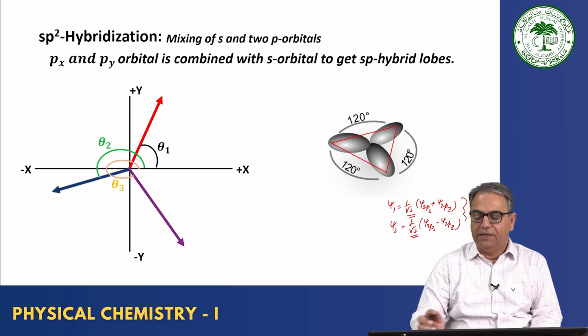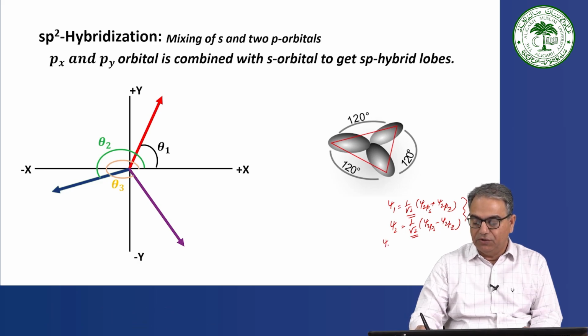After finding the wave functions and the coefficients, we used the wave functions psi 1,0,0 and psi 1,±1, and we found the angle of orientation of the sp hybridized lobes. So this was the previous module, in which we talked in detail about sp hybridization.